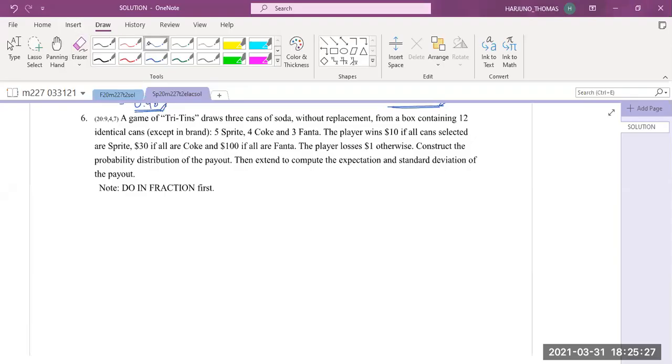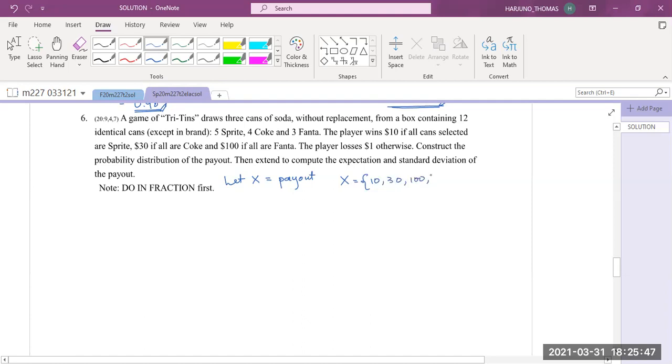Okay, let's continue. You should try that first, because I always have this kind of question also. Let X be the payout. Now here, X can be $10, $30, $100, or losing $1.